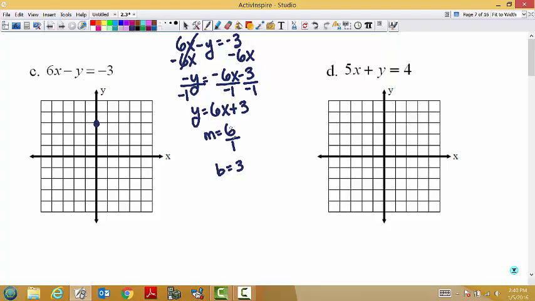And then I'm going to rise 6 and run 1. Now if I go up 6 over 1, I'm going to be way off my graph. So up and right is the same thing as down and left because two negatives make a positive. So I can go down 6, 1, 2, 3, 4, 5, 6, and left 1. And that's the same thing. And I'm just going to connect my dots.